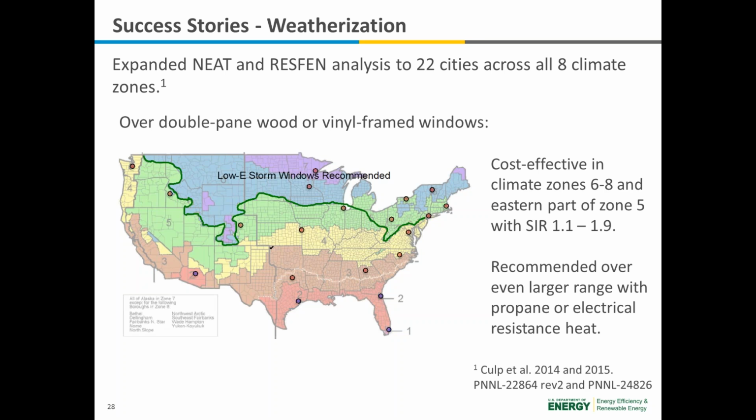In this case, we found it was cost effective in climate zones 6 through 8, as well as the eastern part of zone 5. And of course, it'll be recommended over an even larger range where you have propane or electrical resistance heating.